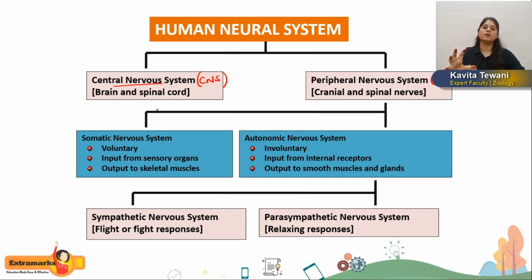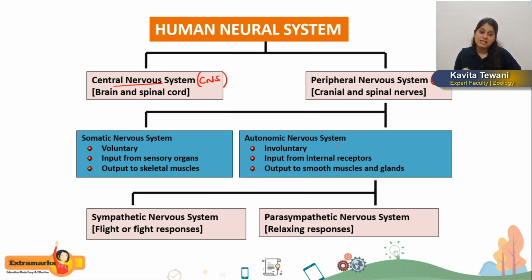Now central nervous system comprises the brain and spinal cord, and peripheral nervous system comprises the nerves which are distributed in the body, that means the nerves which arise from the cranium, called cranial nerves, and the nerves which arise from your spinal cord, called spinal nerves. So the major portion, that is brain and spinal cord, is constituted under the central nervous system, and all the nerves are constituted under the peripheral nervous system.